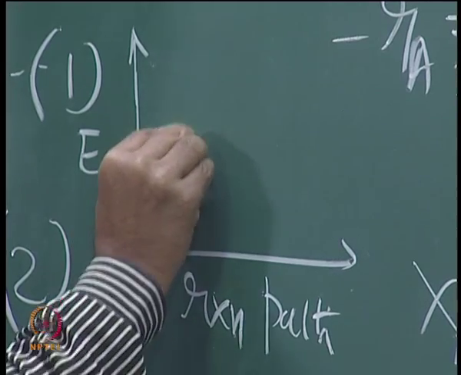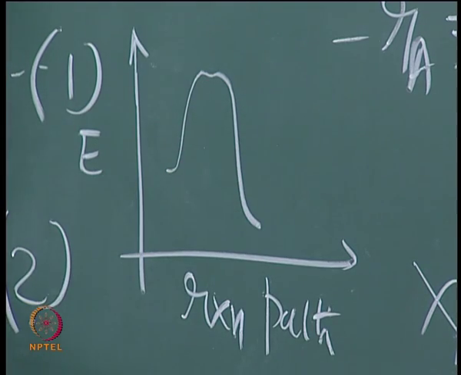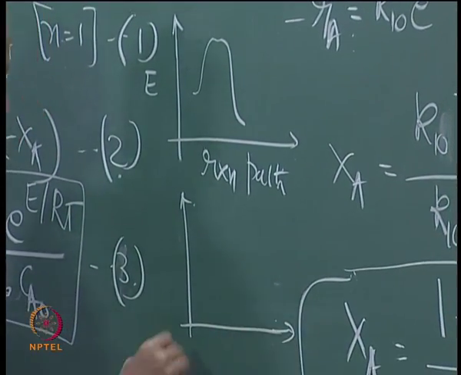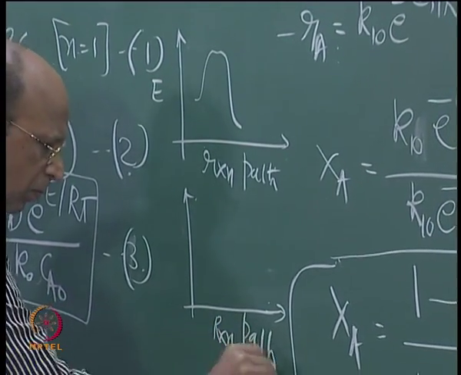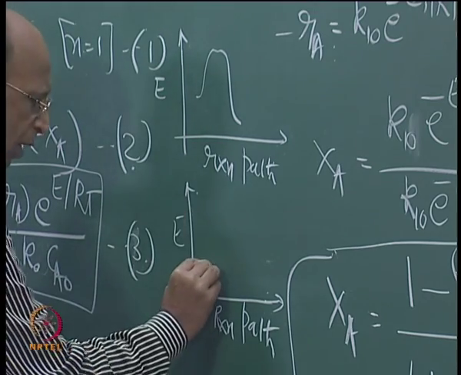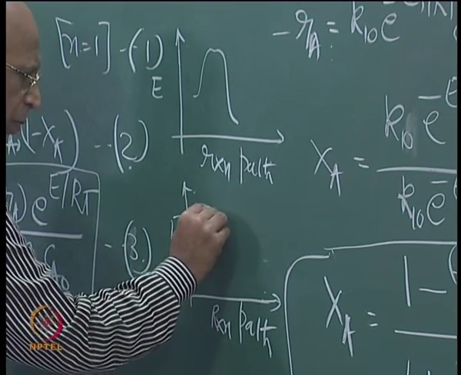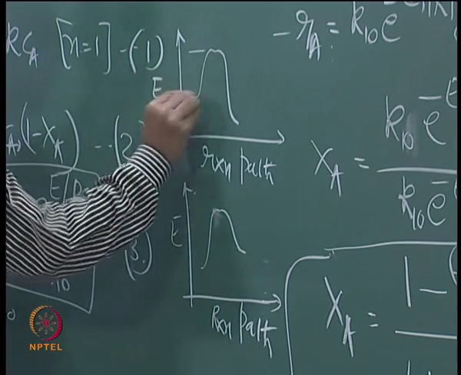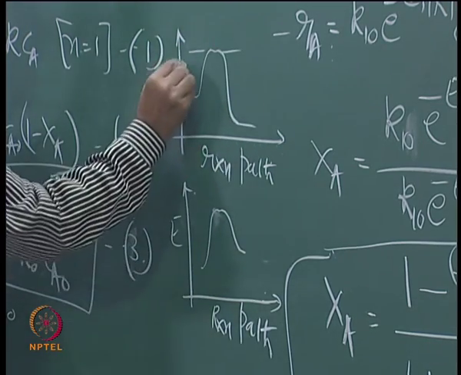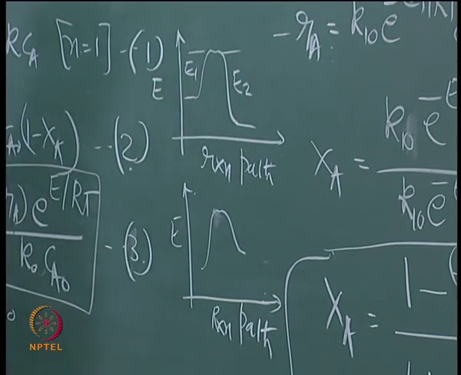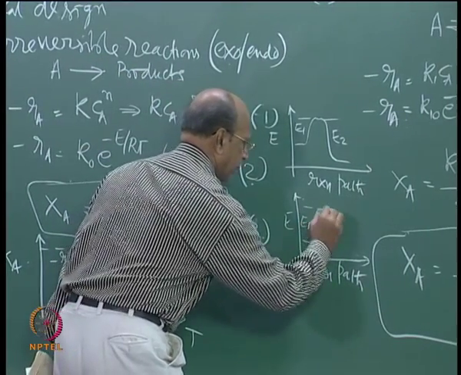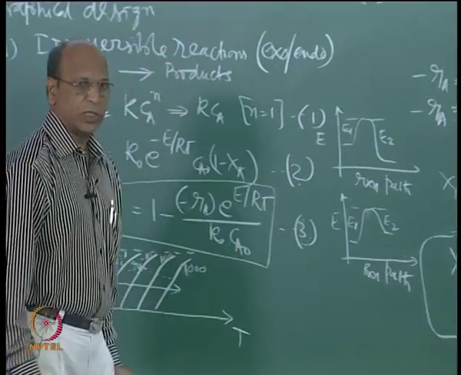So when you have this kind of curve, maybe this is activated. This is one, same thing, reaction path versus E. Then I may have another one, not so much, correct, no? So what is this one? This is E1, E2. Please remember this. This is a nice question to be asked in interviews. So which is endothermic, which is exothermic here?